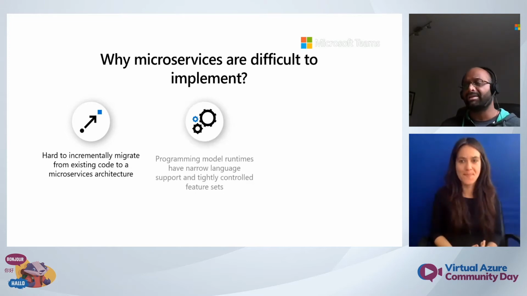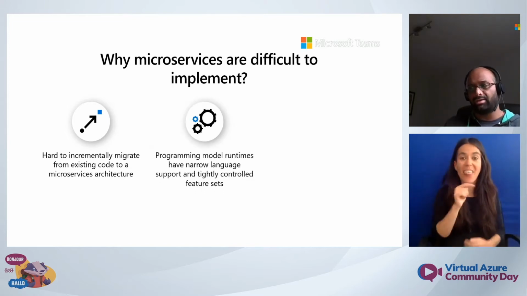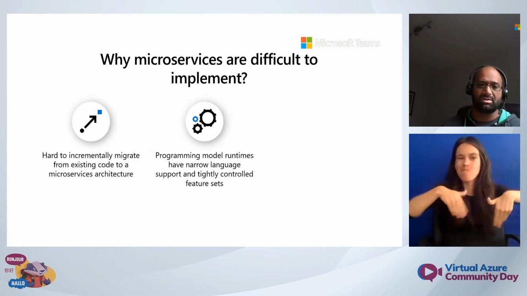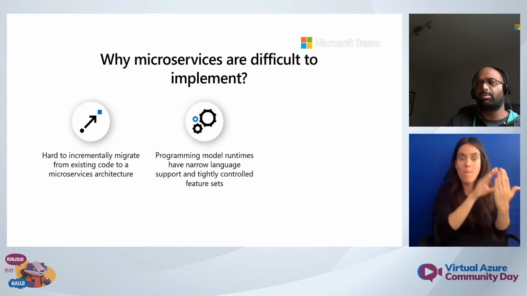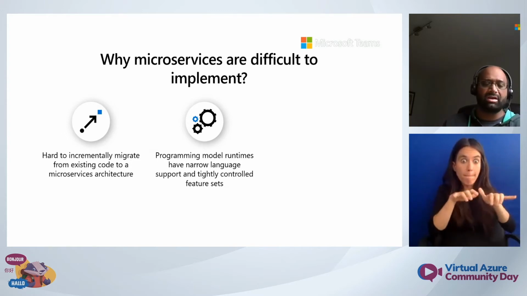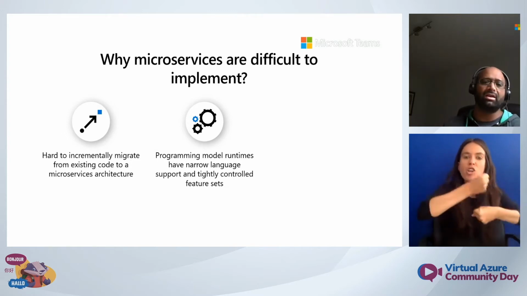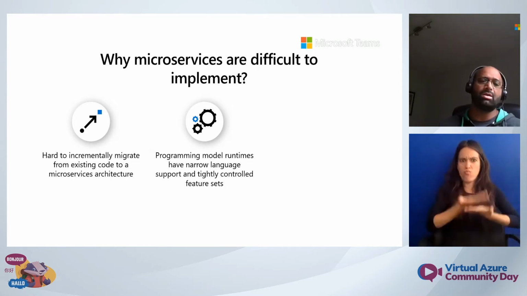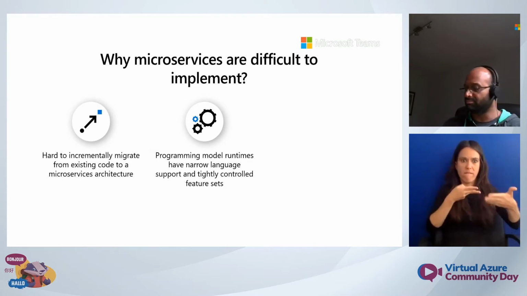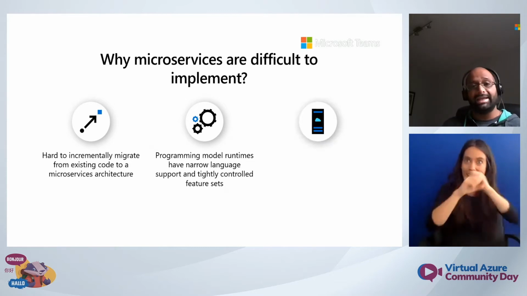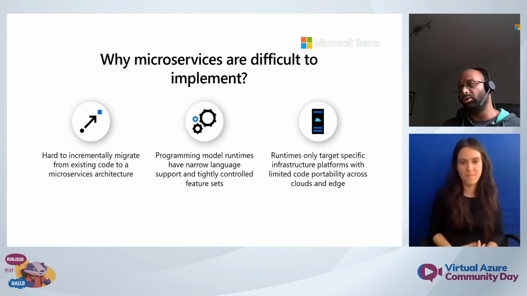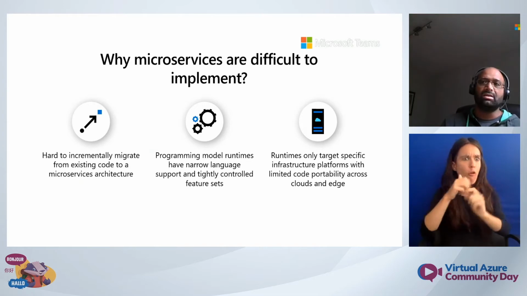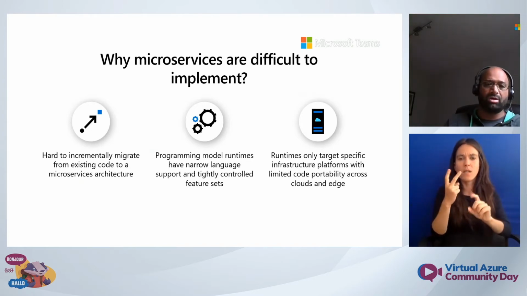Next, the programming models we are targeting have limited or narrow support for a few of the models. So we have to rely on these programming models for certain kinds of functionality. For example, if my underlying platform is not providing a virtual actor model, I'm pretty much limited in what I can do with my service. Next, these runtimes target only specific infrastructure and environments, which limits code portability or application portability across cloud and edge.